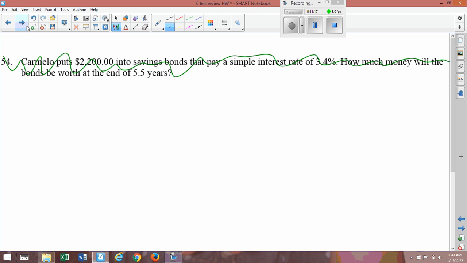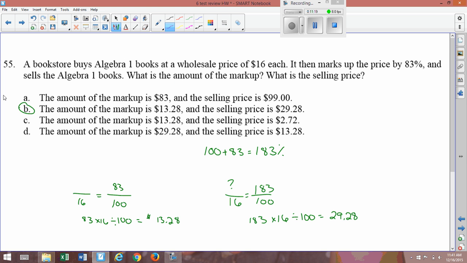Skip number 53, 54. Number 55, a bookstore buys an Algebra 1 book at a wholesale price of $16. It then marks up the price by 83% and sells the Algebra 1 book. What is the amount of the markup? What is the selling price?